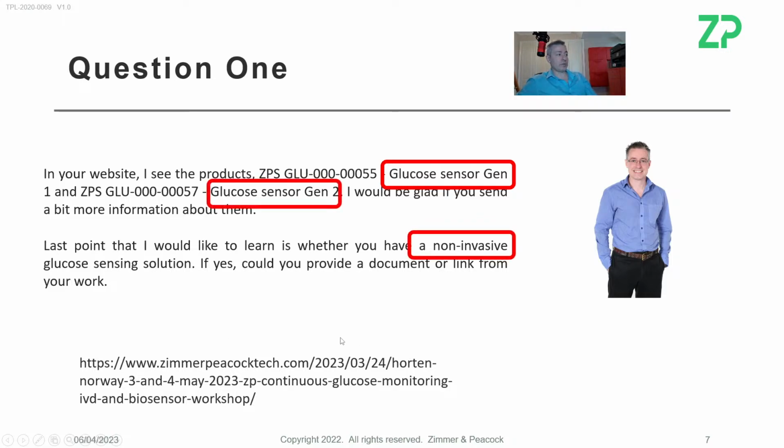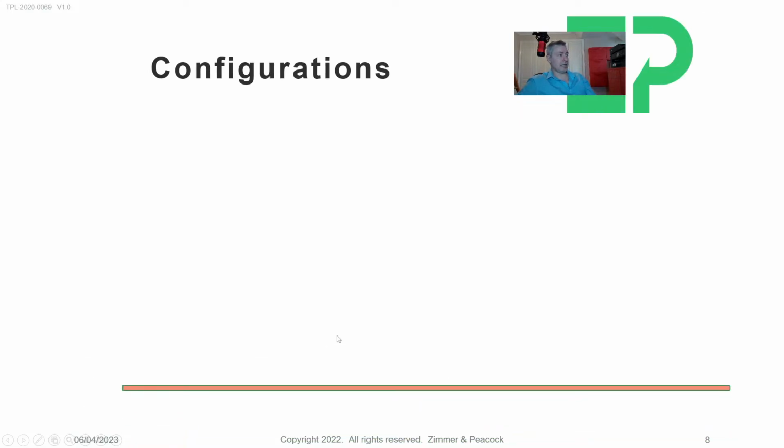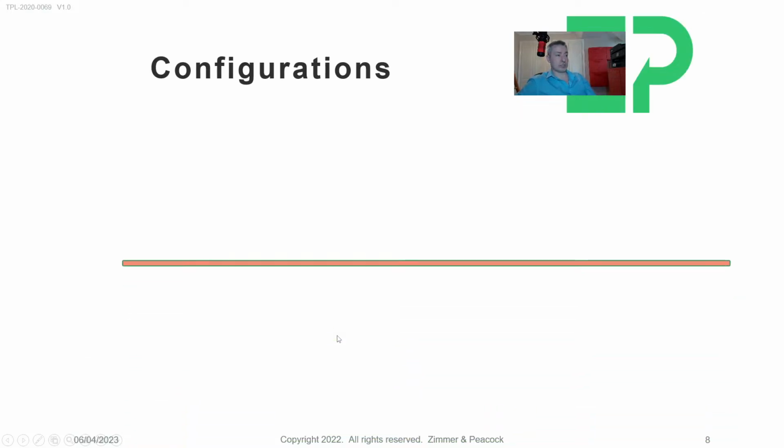I will touch upon non-invasive glucose sensing today, or at least some non-invasive technology. So they want to know about generation 1, generation 2, and non-invasive. Most of the sensing technology I'll show today is generation 1, but we also have some generation 2, and we do cover it quite a lot in our workshops.